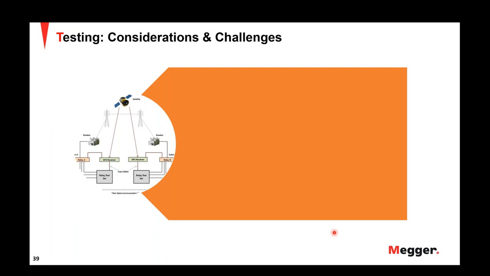Now let me talk about considerations for testing and some challenges. Let's say your relays need breaker status as inputs. You can always use the breaker simulators from the test equipment. It's always handy instead of having the actual connection made to the breaker, unless you can have that.